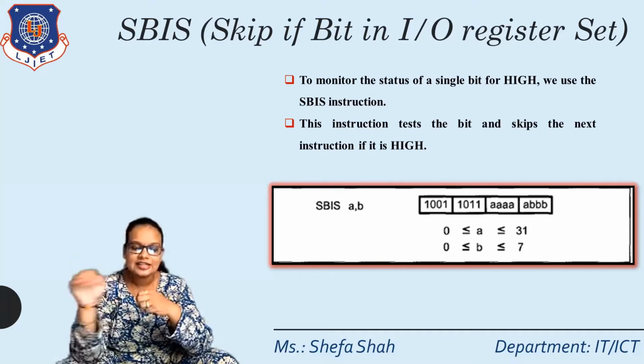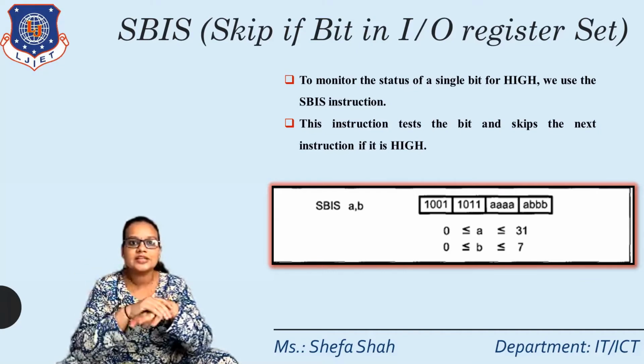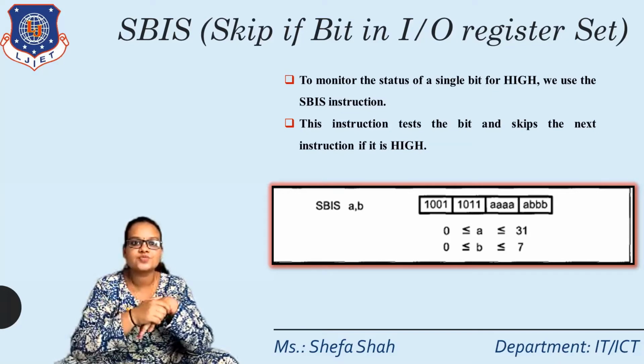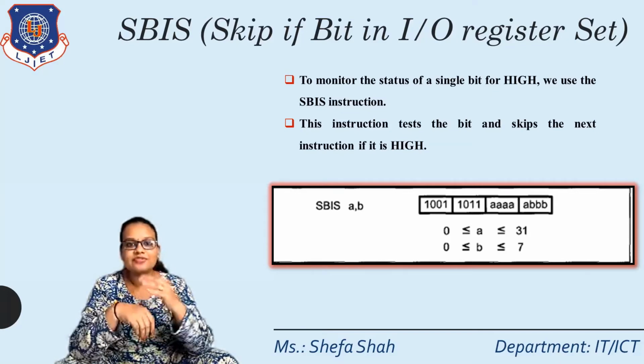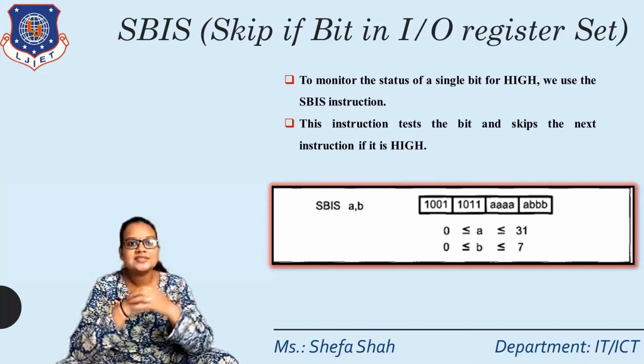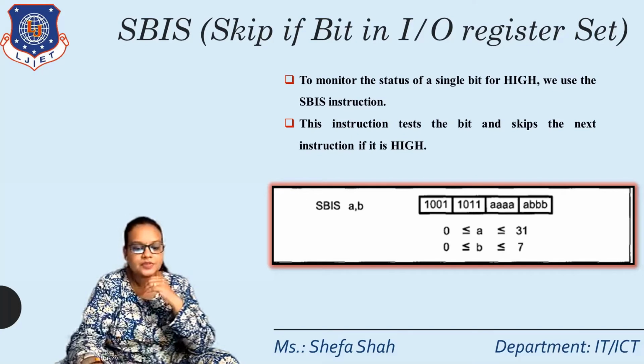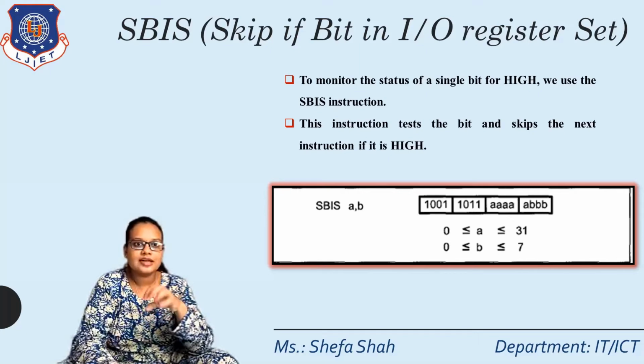If it is set, then the next instruction after SBIS will be skipped, and the instruction after that will be executed. Otherwise, if it is 0, then the next instruction will be executed. To monitor the status of a single bit for high, we use the SBIS instruction, and this instruction tests the bit and skips the instruction if it is high. Clear? We will see how SBIS works in the program after completing these two instructions.